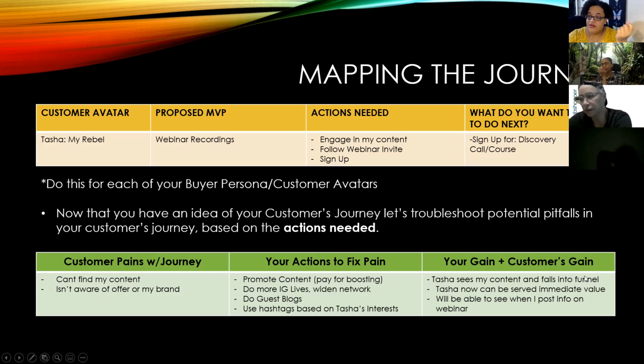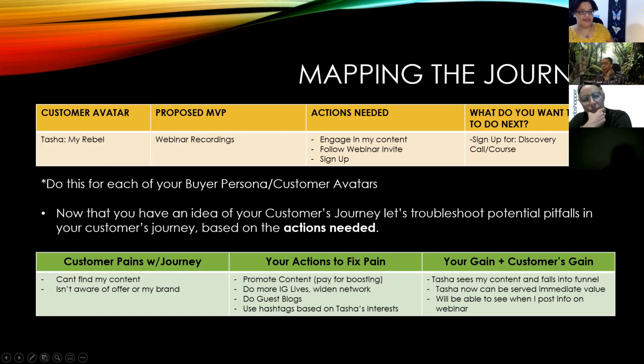Now, the gain, your gain and the customer's gain, is that once you've been able to kind of mitigate against these potential pitfalls, Tasha sees my content and starts falling into my funnel. We're going to the funnel next. And Tasha now can be served immediate value. So now I have to nurture that relationship with her. No, she'll be able to see my post regarding the webinar. Because remember, it's about the MVP. Everybody with me? Mm-hmm. Yeah?